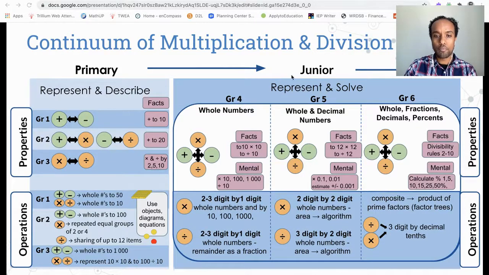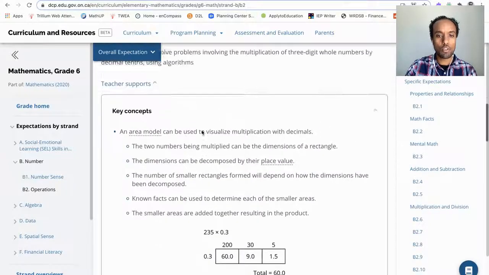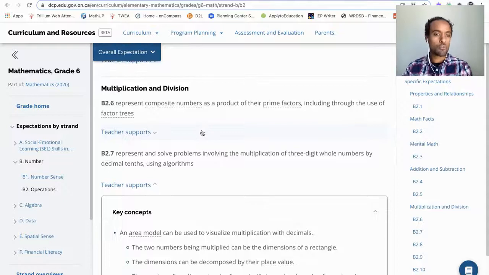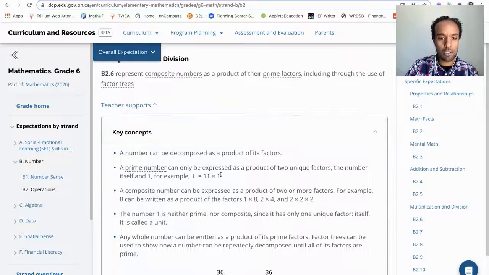So as a big overview there, we are going to jump into some teacher supports. We've chosen grade 6 because there's some visuals there, but a lot of these are also present in grade 4 and 5. Teacher supports are a really good resource for you to tap into as you prepare to teach a topic. So under 2.6, there's key concepts listed and discussed.